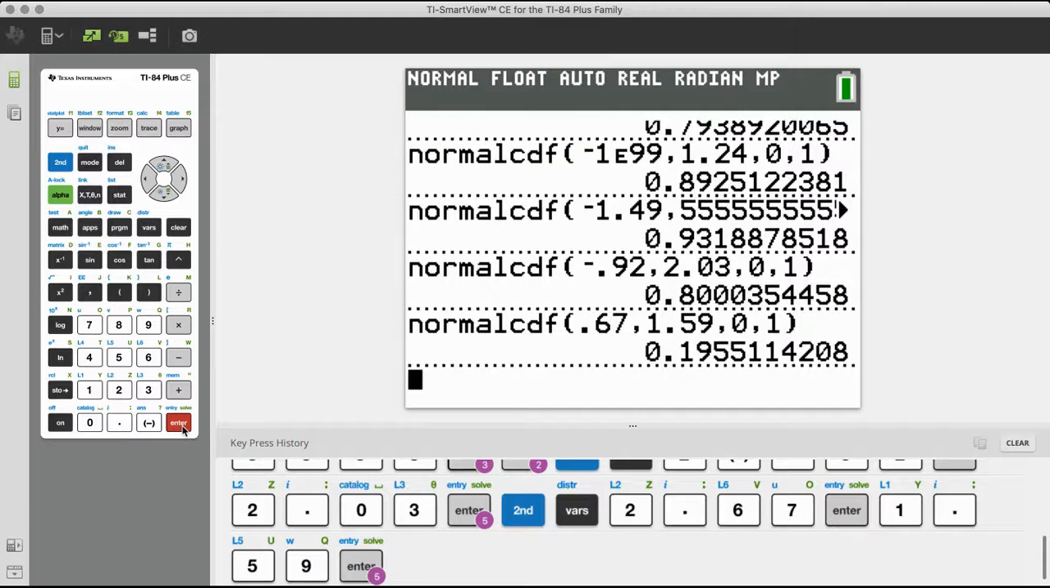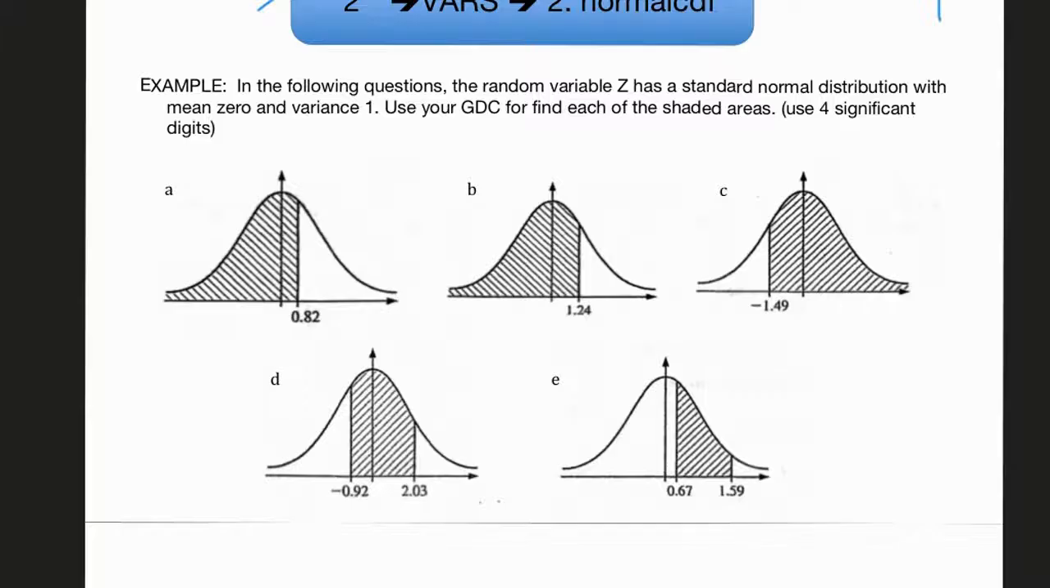When you hit enter all these times, you will get that probability. So there's the answers filled in.